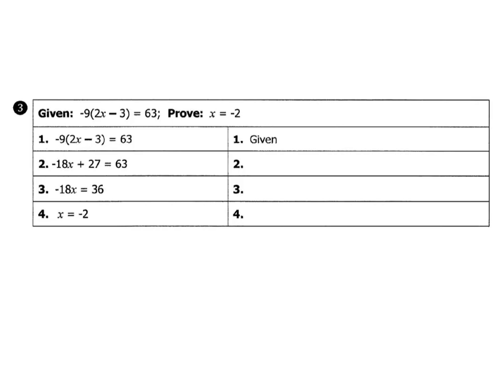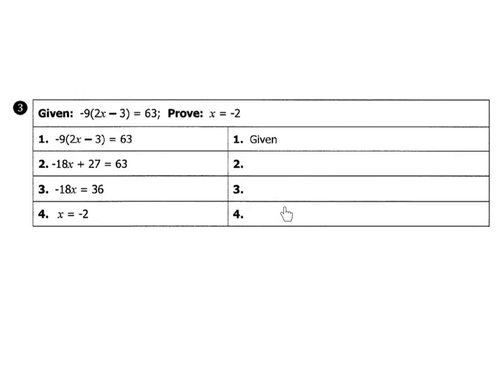All right, number 3. So number 3, we're given that negative 9 times 2x minus 3 equals 63. We're given an algebraic equation. So automatically we write that down in step number 1, and our reason is that that is the given information. That is given to us. Our goal is to prove that x equals negative 2, so that's going to go at the end. And then they gave you the in-between steps, but they won't always do that, all right? And how we get these steps is just by doing inverse operations. It's just algebra, all right?